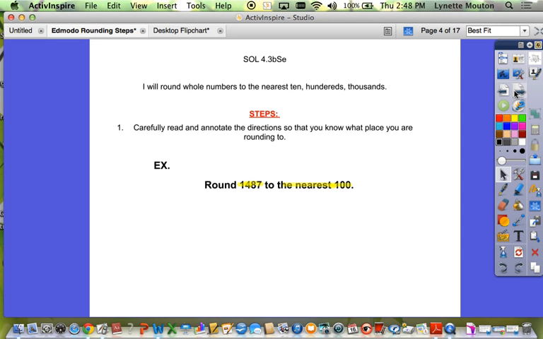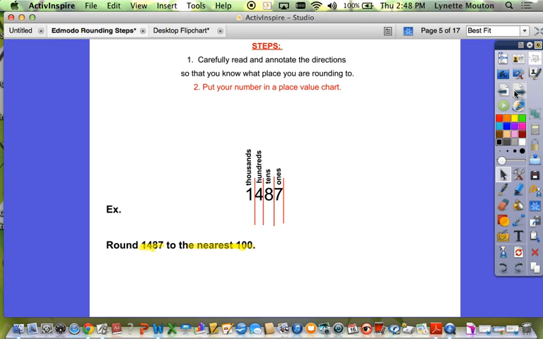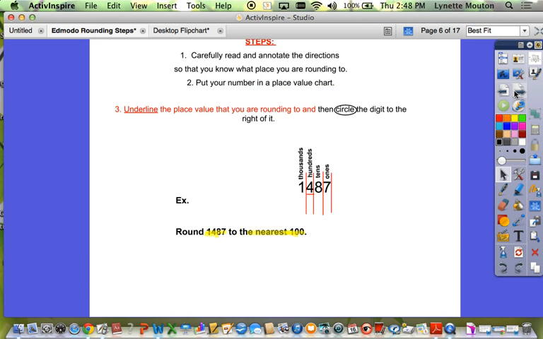What's the next step after we do that? Next step. Not yet. Very next step. It is a chart, but it's the what chart? Very good. You put your number in the place value chart so that you can make sure that you're rounding to the right place. What's our very next step? Underline the 4 because that's where you're rounding to.